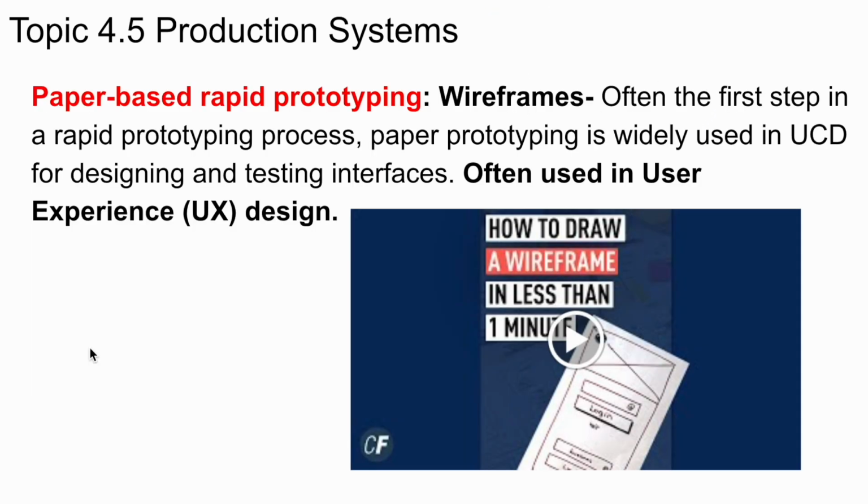One last production system that we want to quickly just talk about. This goes with user-centered design and UX design, which is user experience design. And these are paper-based rapid prototyping or wireframes. They're often the first step in a rapid prototyping process. Paper prototyping is widely used in UCD for designing and testing interfaces.